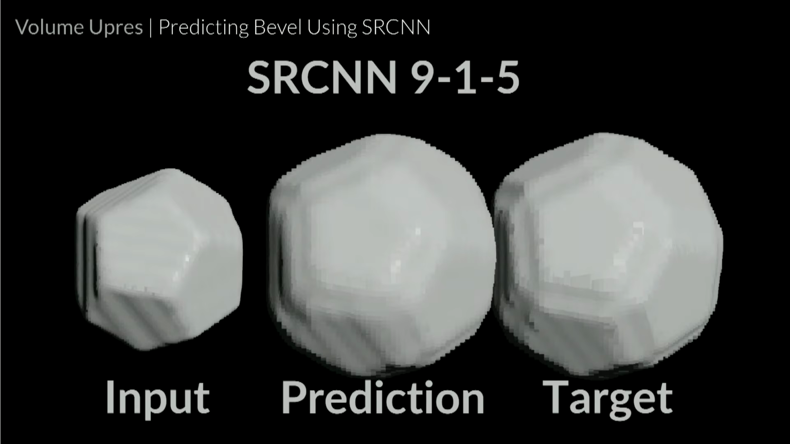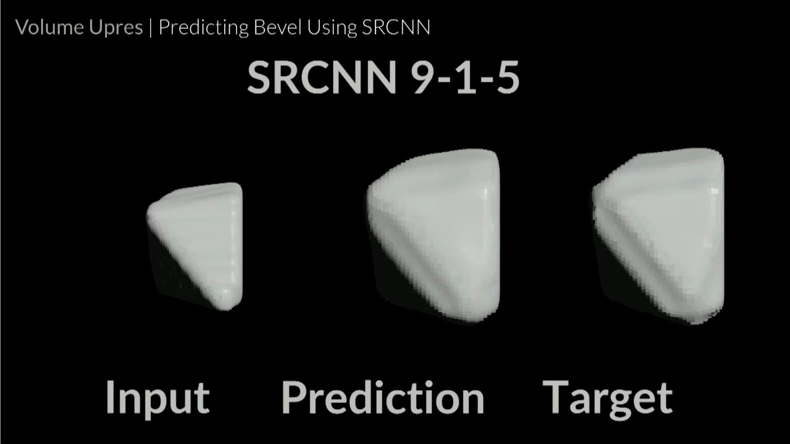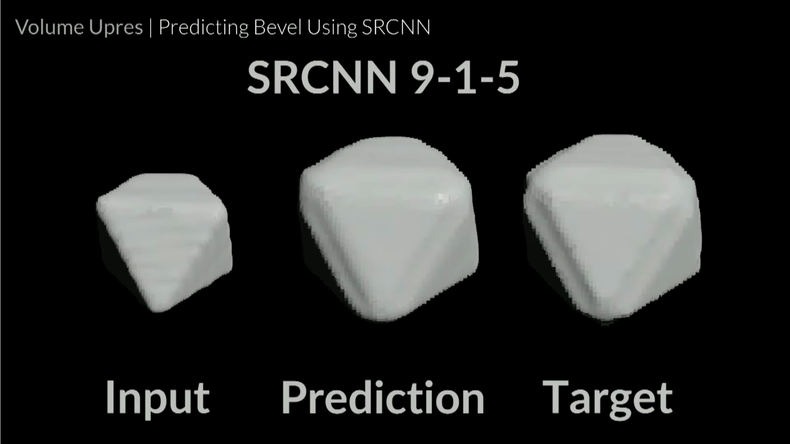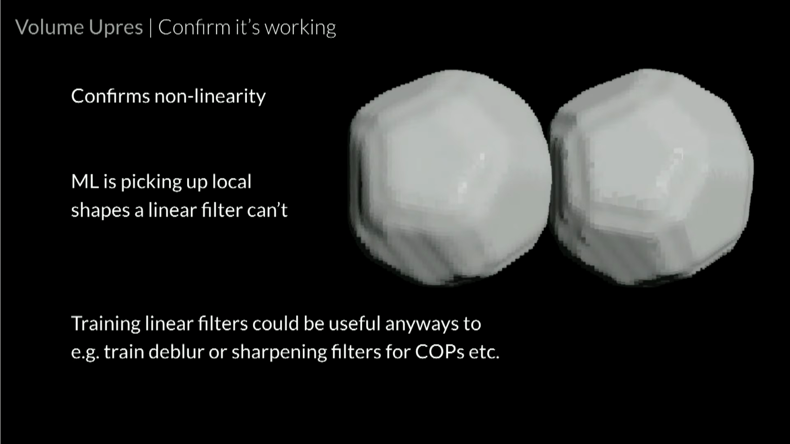If we train our model on the same dataset, we can see that it learned to add the bevel on the corners and leaves the flat areas untouched. This is exactly what we want. That proves that the model can learn nonlinear relationships, that it can look around and decide, oh, this is an edge, this is a flat area, and pick filters based on that. Training linear filters could be useful anyways to, for example, train deep blur or sharpening filters for COPs.